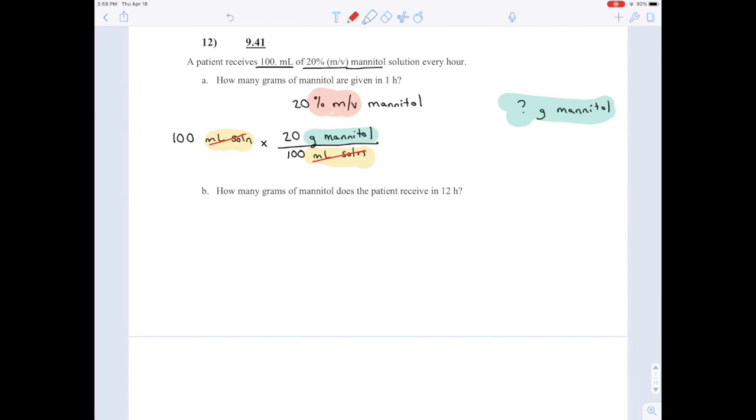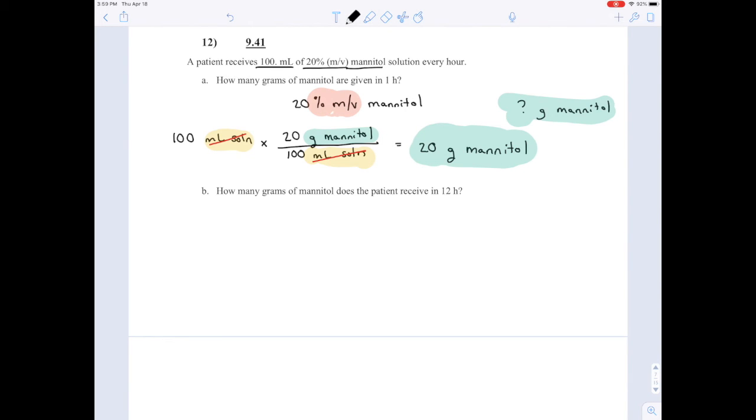All right, so we can take 100, so you always multiply by the top and divide by the bottom, so 100 times 20, enter, divided by 100, enter, and you get 20 grams of mannitol. So the patient would have received 20 grams of mannitol in that hour.